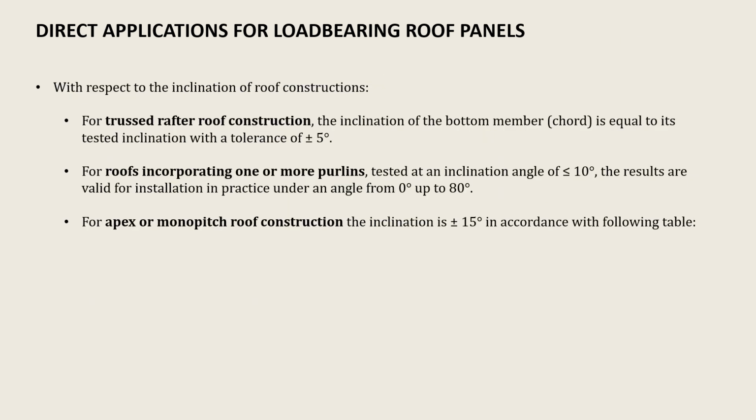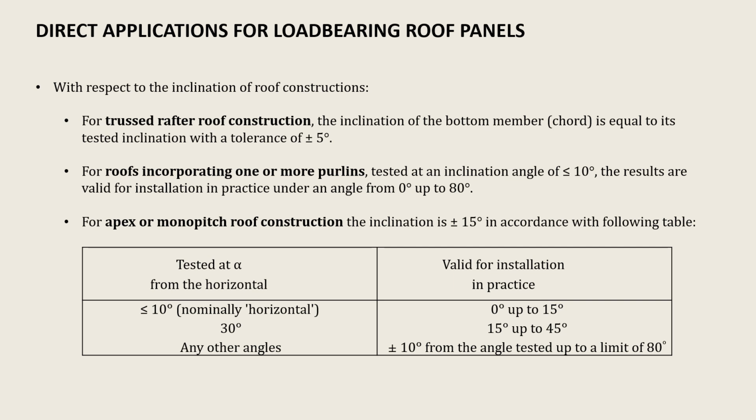Direct applications for load-bearing roof panels under EN 1365-2 also depend on the roof's inclination. For trussed rafter roofs, the bottom chord's inclination must match the tested angle with a tolerance of plus or minus 5 degrees. For roofs with purlins, if tested at less than or equal to 10 degrees inclination, the results apply to angles from 0 to 80 degrees in practice. For apex or monopitch roofs, the inclination tolerance varies based on the tested angle. This table shows the required angles.